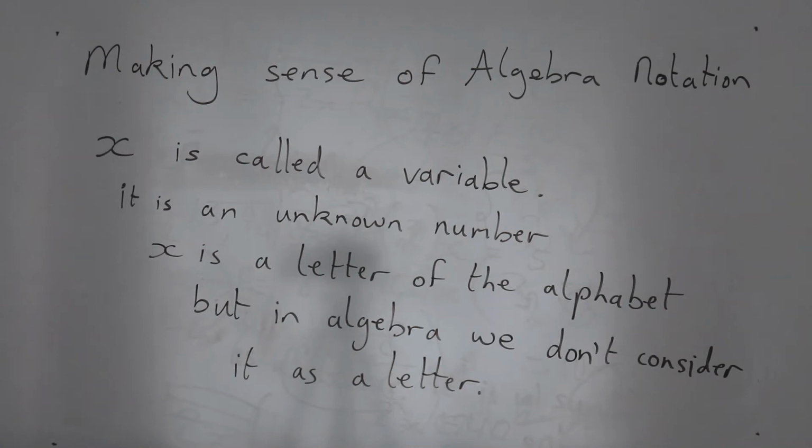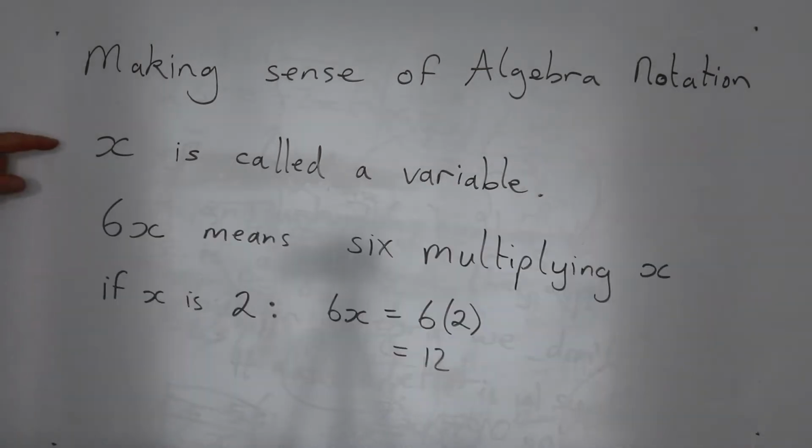Okay, so in this video we're taking a little look at some algebra notation. We're trying to make sense of algebra notation. X is called a variable. It's an unknown number. X clearly is a letter of the alphabet, but in algebra we don't consider it as a letter. We're interested in it as an unknown number. X is an unknown number. We call it a variable. So x is a variable.